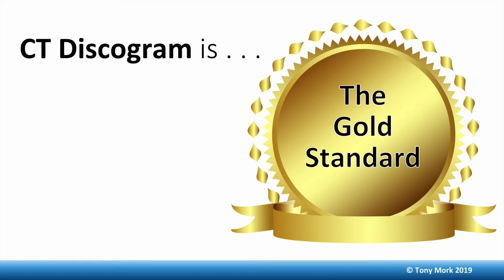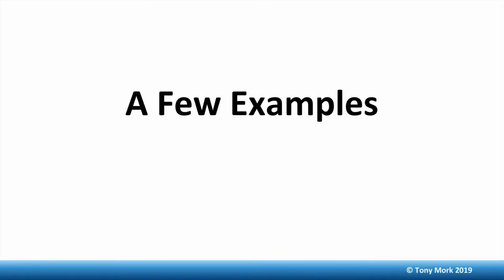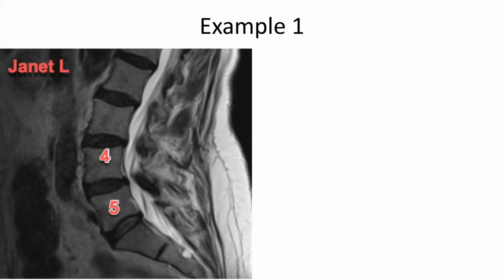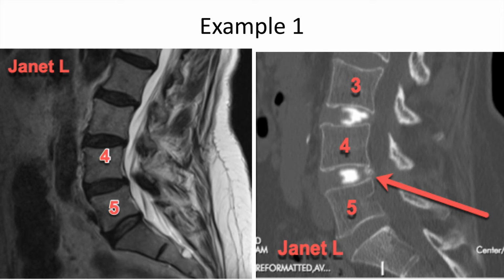The CT discogram is the gold standard for diagnosing an annular tear, and here are a few examples. Example 1 is the one we showed. This is looking at the left side. We see the disc bulge here, with absolutely no comment on the MRI report of any type of annular tear. The lady had chronic back pain after a motor vehicle accident. And here's the dye from the discogram, and here we see the dye leaking out the back. Absolutely an annular tear, not demonstrated at all by the MRI scan.